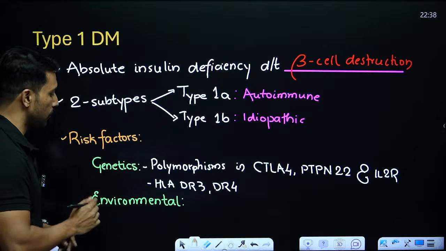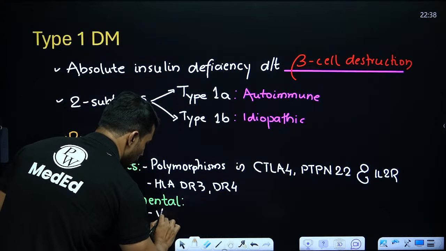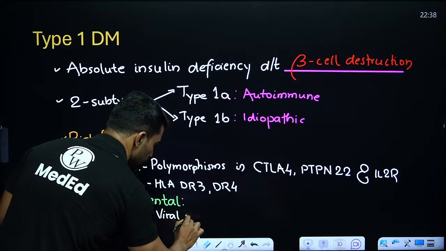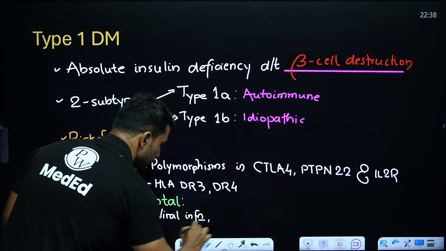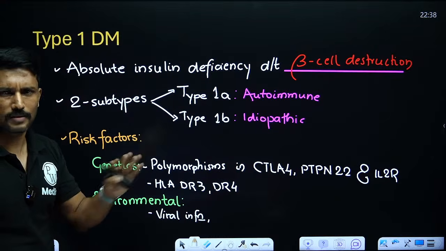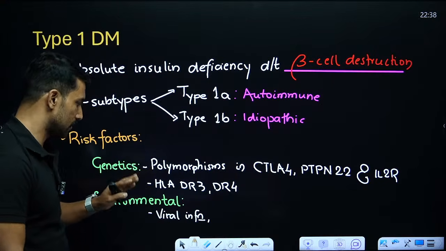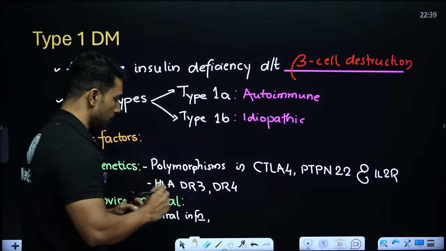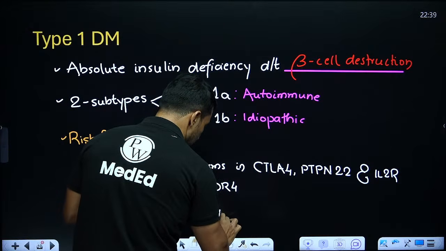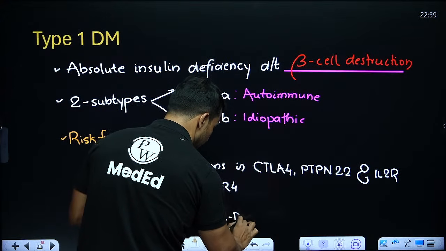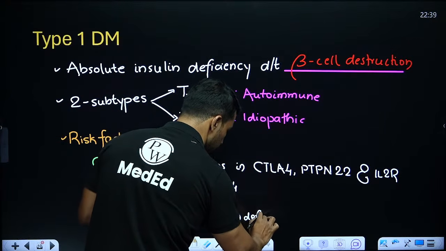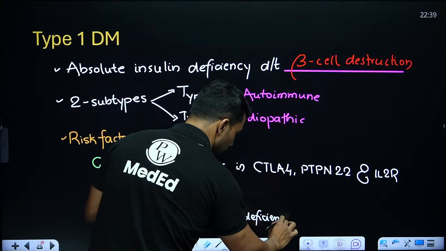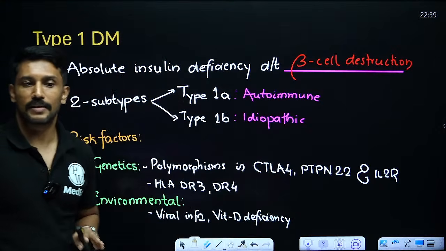So what are those environmental triggers? There come viral infections. Long list of viruses. You don't have to remember all those viruses. It includes rubella, enteroviruses and so on. Then a very, very important and concerning factor, that is vitamin D deficiency. Vitamin D deficiency is considered a risk factor.